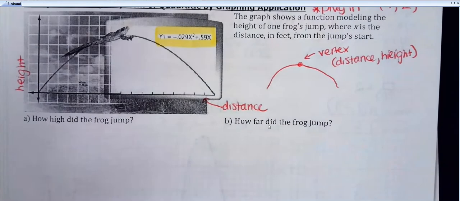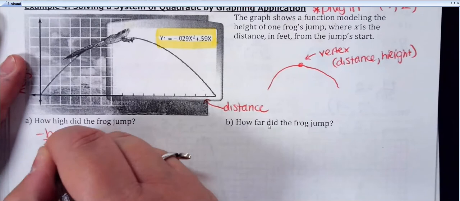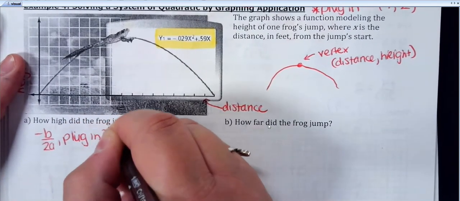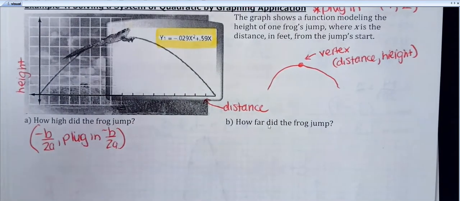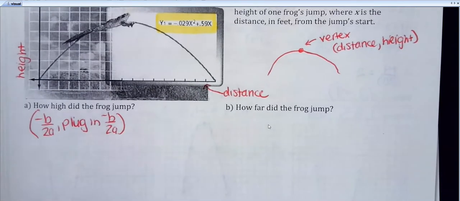Now, you can, if you want to, just do negative b over 2a and plug in. You could totally do it that way if you want to. I want to show you how to find this on the calculator. This is not going to be a nice value for one of the answers, so I just want to show you how to do this on the calculator.